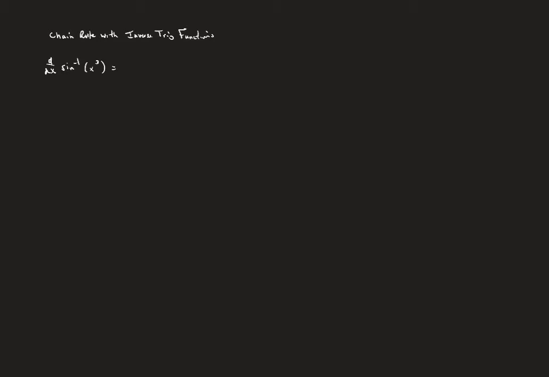So our derivative here is going to be, we're going to get du over the square root of 1 minus u squared. So du is the derivative of x cubed, and 1 minus x squared is 1 minus x cubed squared, which is going to be 1 minus x to the 6th. Okay, let's do the derivative of the arc sine of the cube root of x.